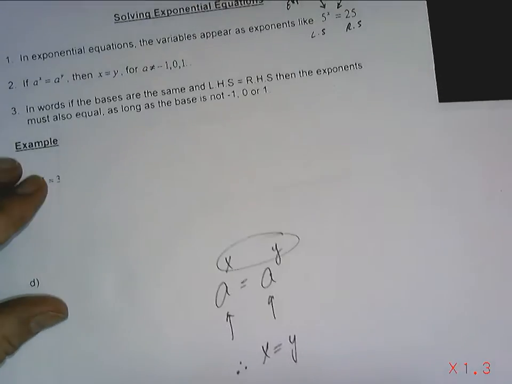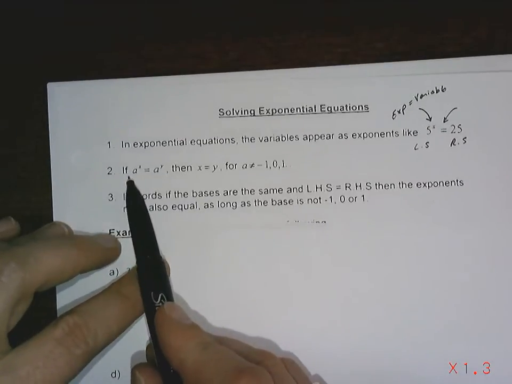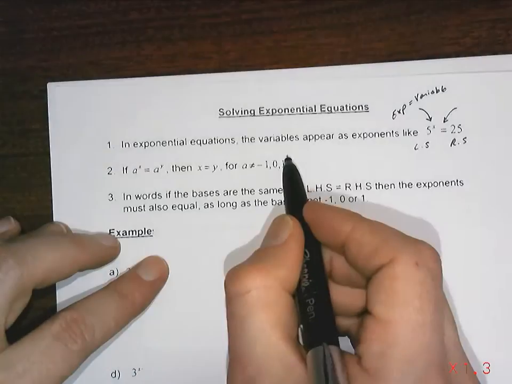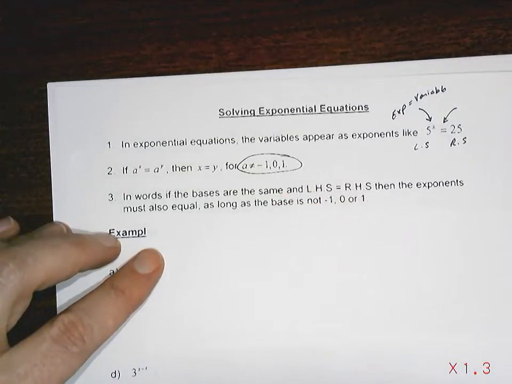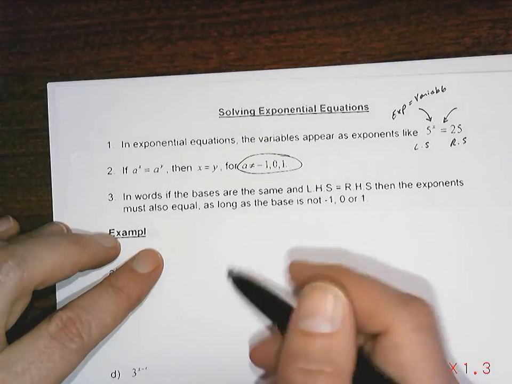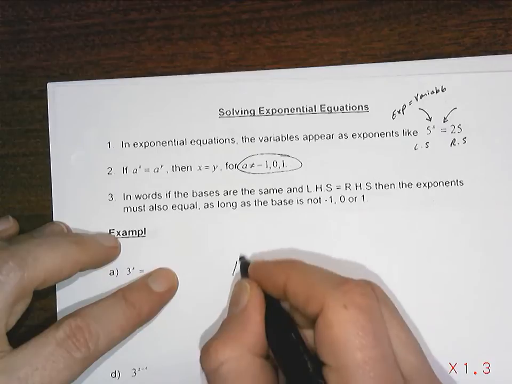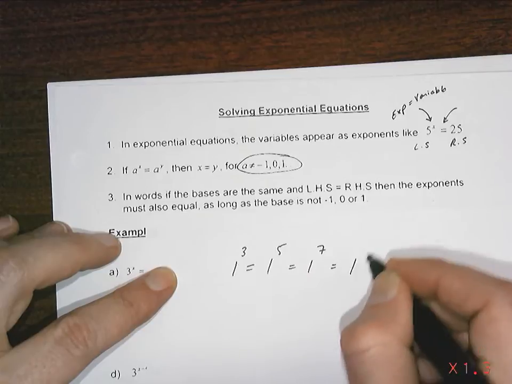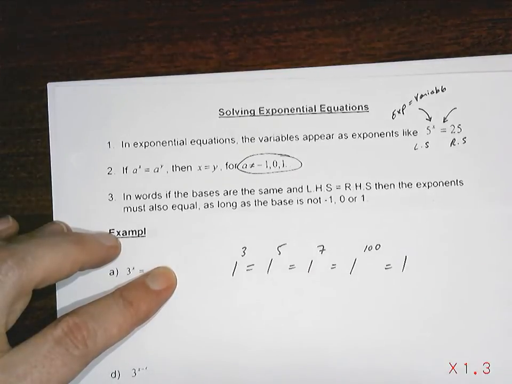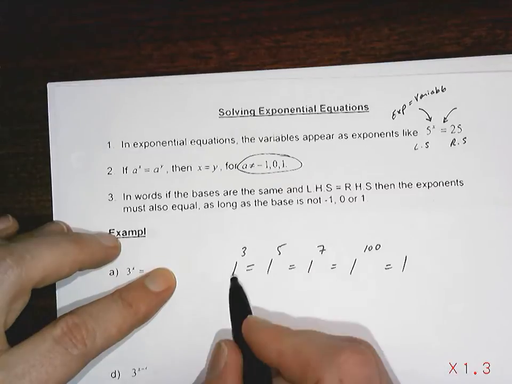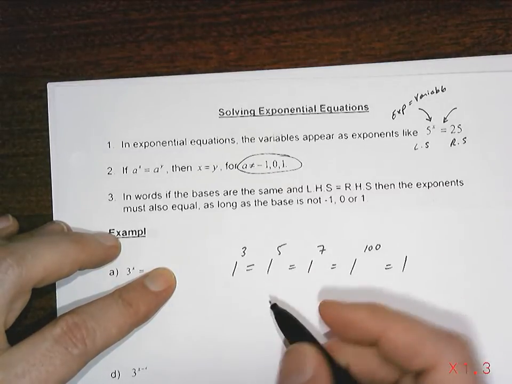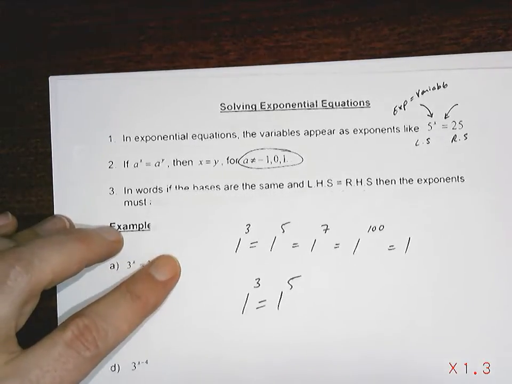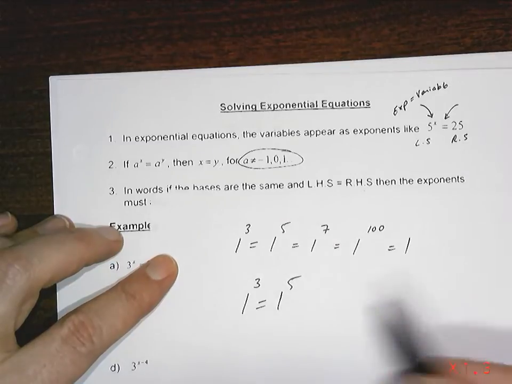And it's true for all the numbers except for 3 of them. So here it is: if a to the x equals a to the y, then x must equal y, except if a equals -1, 0, or 1. Now the reason for that is, let's take a look at 1. If I have 1 to the 3, it also equals 1 to the 5. It also equals 1 to the 7. It also equals 1 to the 100. All of these equal 1, because no matter how many times you multiply 1 by itself, you're still going to get 1. So we could have some weird looking equations here. That's a true statement: 1 to the 3 equals 1 to the 5. Why? Because they both equal 1.